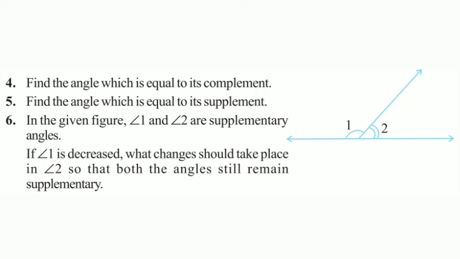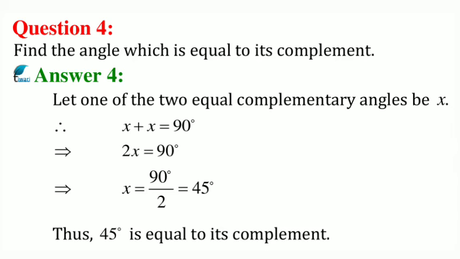First in complement. If you take any one angle as x, then take the second angle also as x. So x plus x, how much should you get? In complement you should get 90 degrees. So x plus x gives you 90 degrees. So 2x equals 90 degrees. If you want to get the x value, just take the 2 to the right side, it becomes division: 90 by 2, you will get 45 degrees. Thus 45 is equal to its complement.